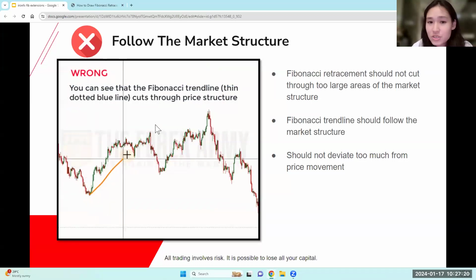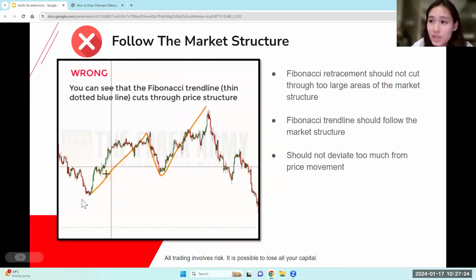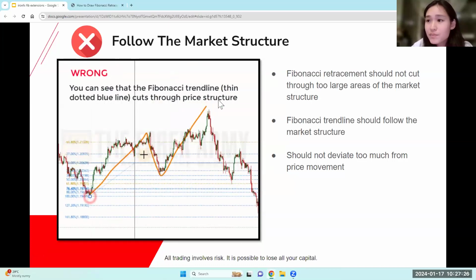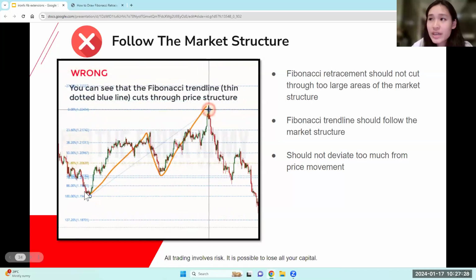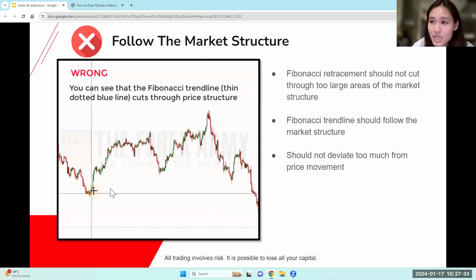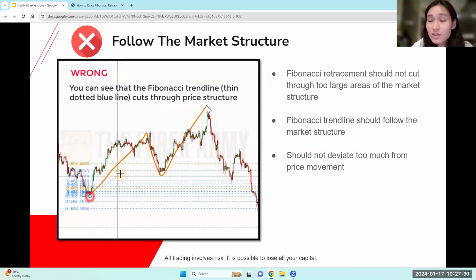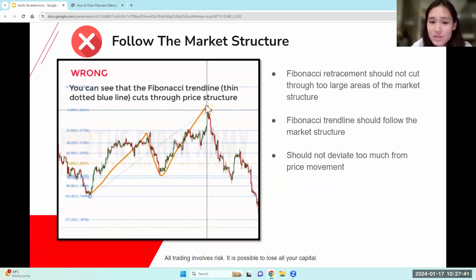Okay, so you can see this is an example of not following the market structure. So this is how not to draw a Fib retracement trend line. You can see we have a zigzag here, but instead we are drawing a Fib trend line through the price structure, when instead we should be following it exactly. So when your retracement is cutting through the market structure, it makes it less effective.